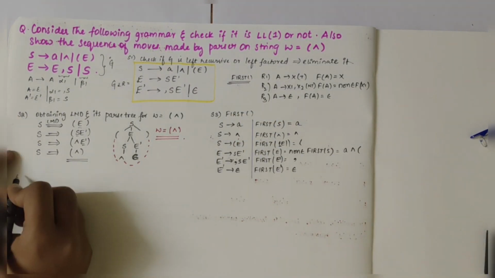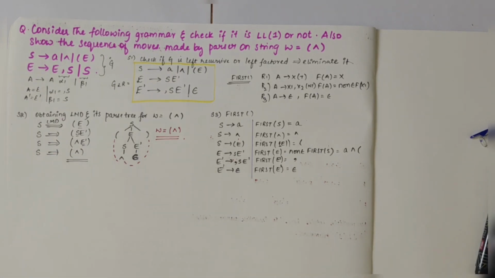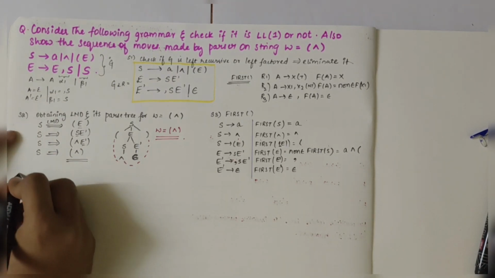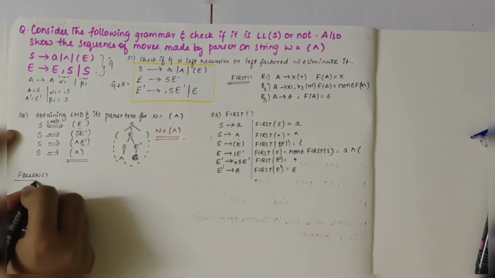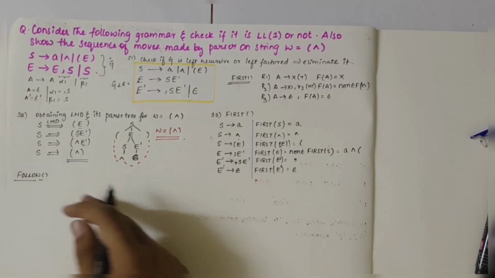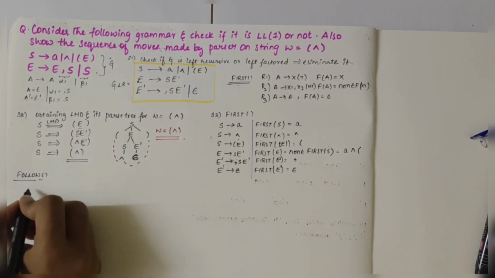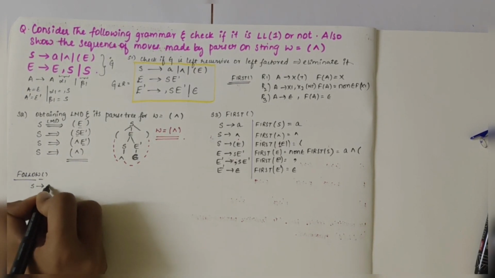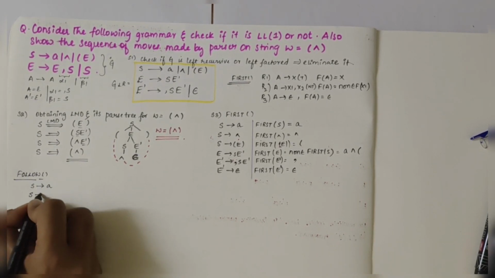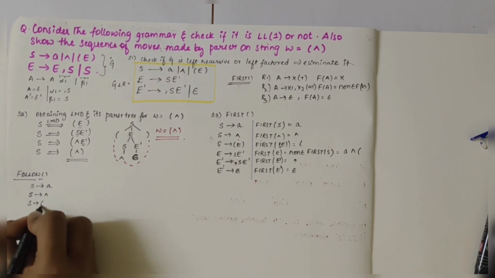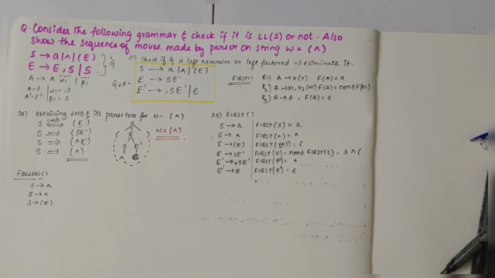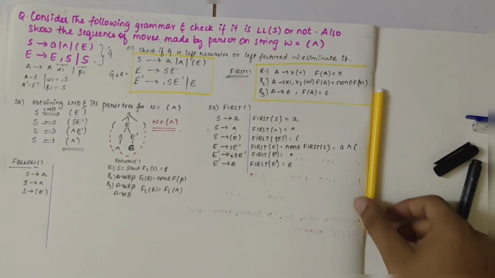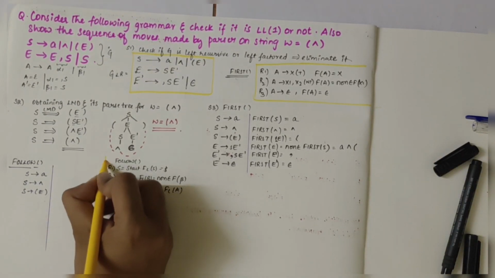Now that we have computed first of the productions, let's write the follow also. So here I'll be writing the follow. Let me write down all the productions one by one. S derives A. Here I have written down the rules for follow.